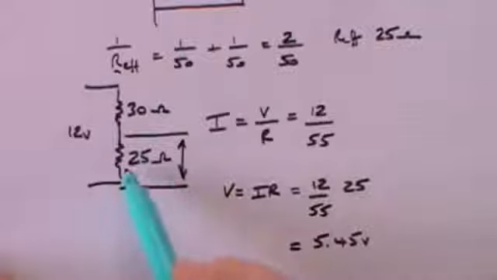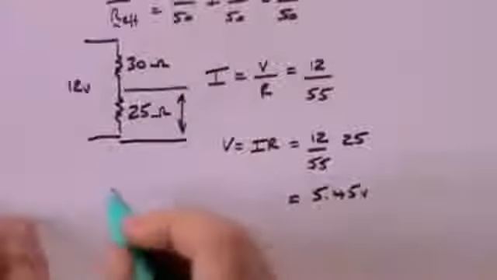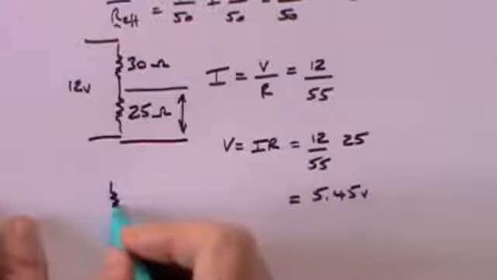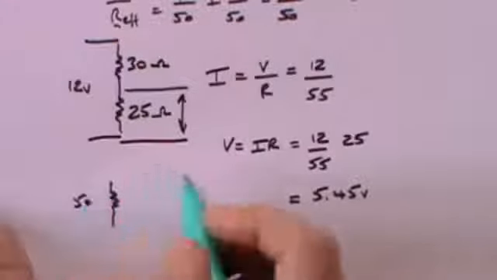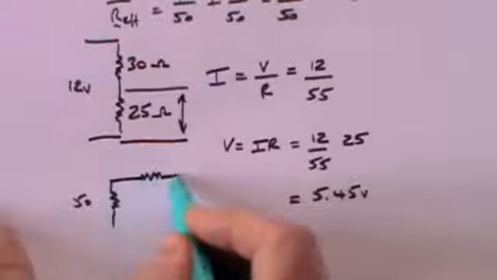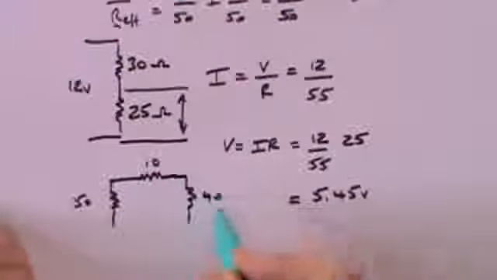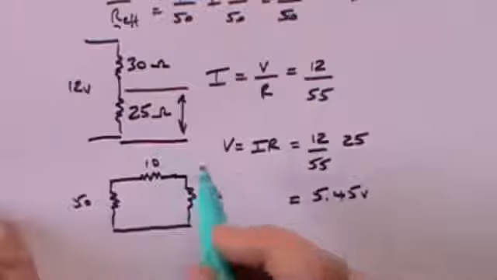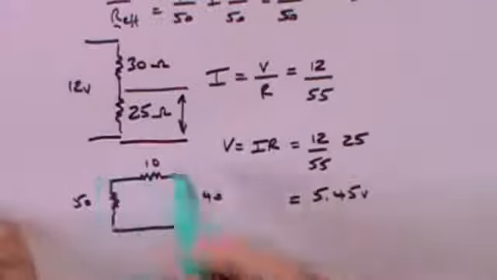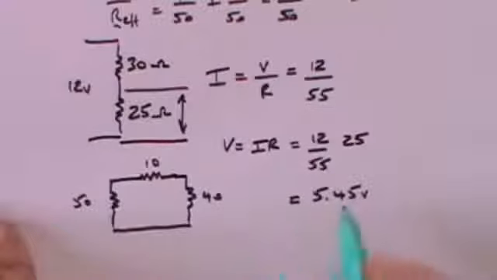But remember, there isn't a single resistance here of 25 ohms. As we've constantly said, that is made up of a resistance of 50 ohms, a resistance of 10 ohms, and a resistance of 40 ohms. That's what that 25 ohm resistance really is. And what we're saying is that across that whole thing, there is a potential drop of 5.45 volts.